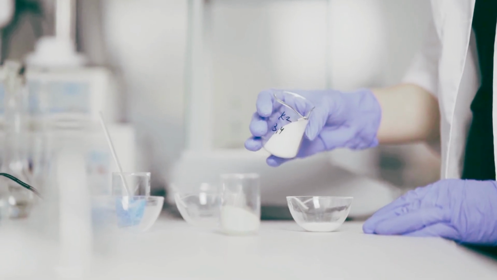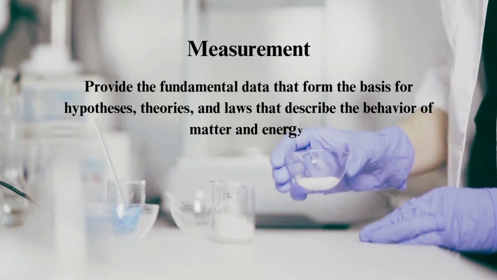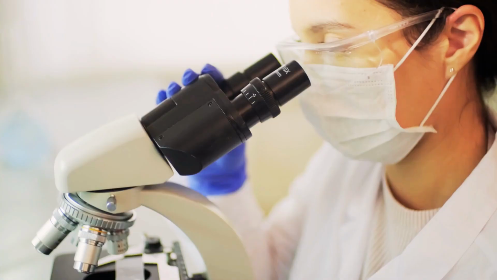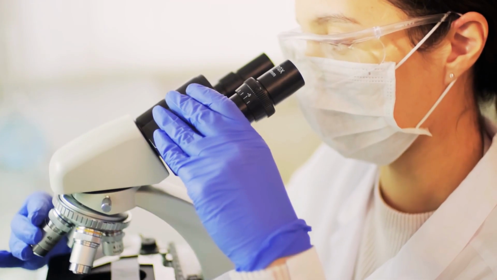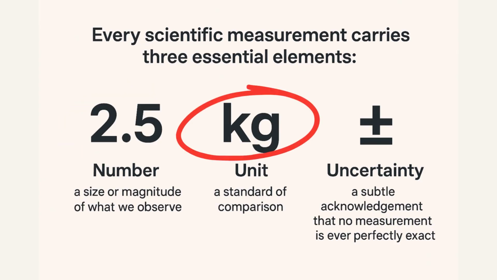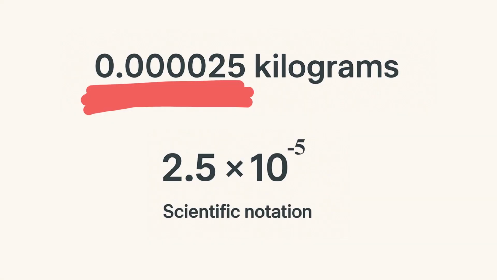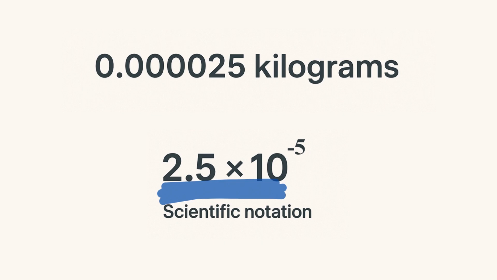Let's begin with measurements. Measurements provide the fundamental data that form the basis for hypotheses, theories, and laws that describe the behavior of matter and energy. Every scientific measurement carries three essential elements: a number, which tells us the size or magnitude of what we observe; a unit, which gives us a standard of comparison; and an uncertainty, a subtle acknowledgement that no measurement is ever perfectly exact. Measurements can be expressed in decimal form or scientific notation, which is also known as exponential notation.